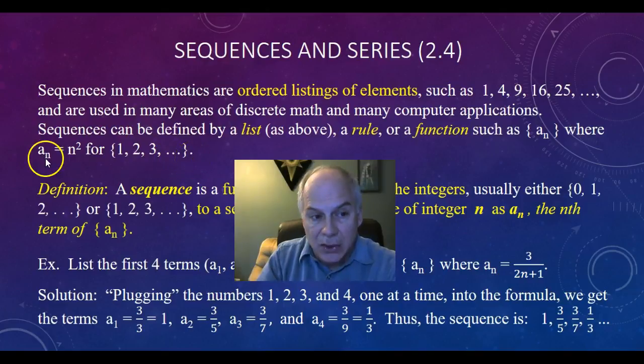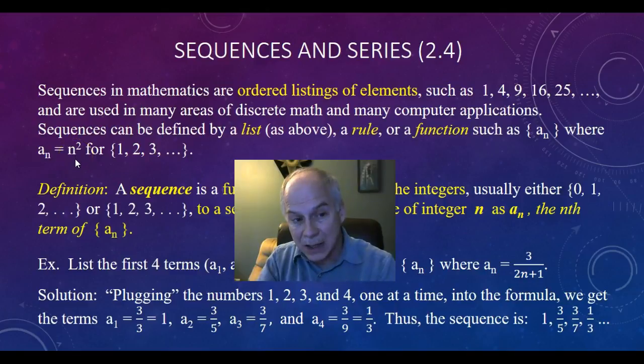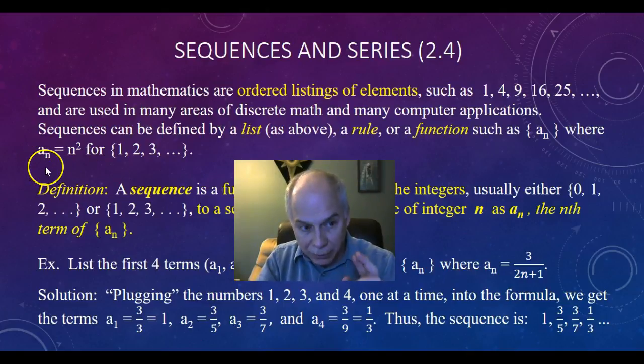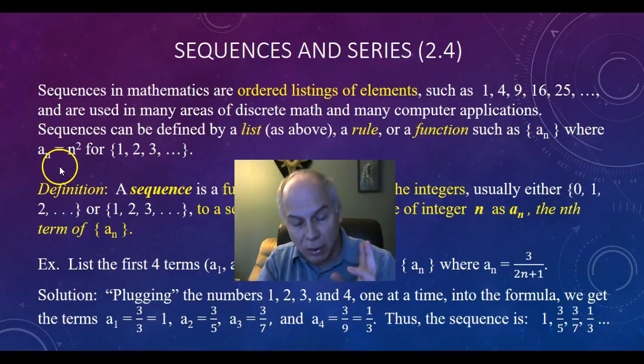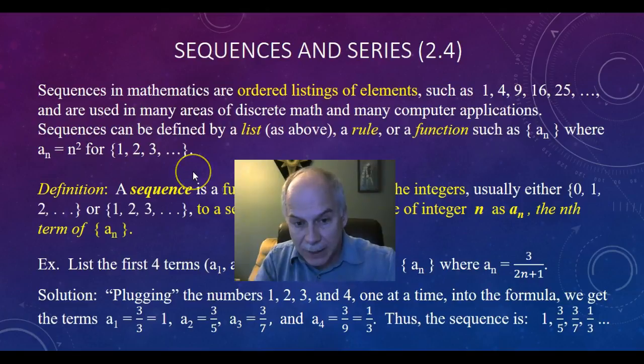All right, this gives you a function to indicate what the term is depending on n. We call that an explicit formula where a sub n, the term, a1, a2, a3, a4, for whatever value of n you want, is equal to n squared. And so that would define this same set of perfect squares.